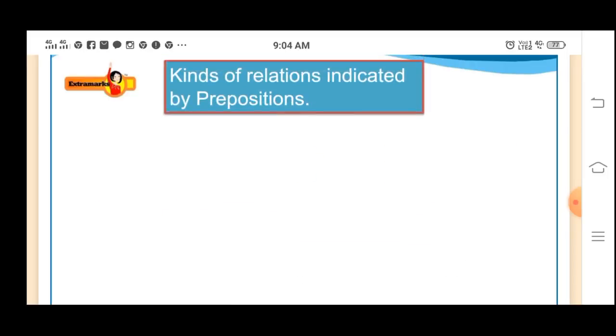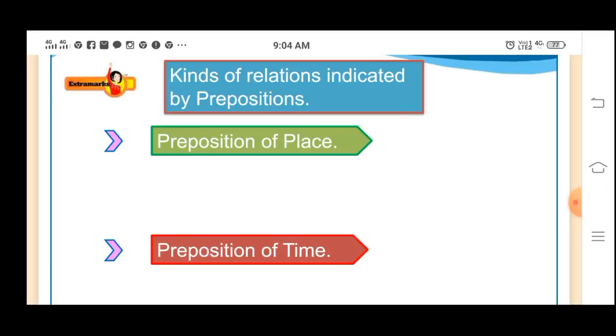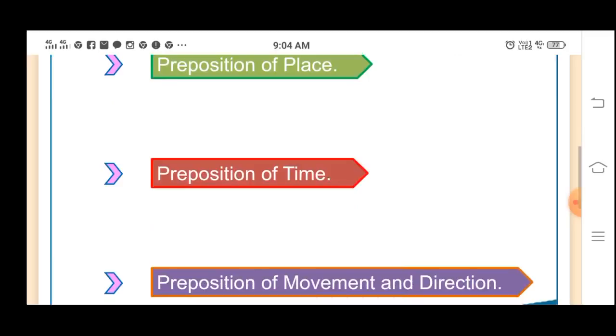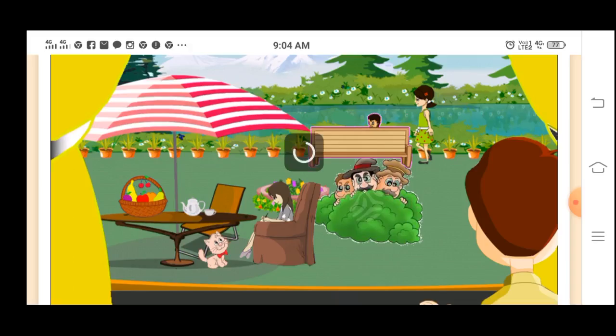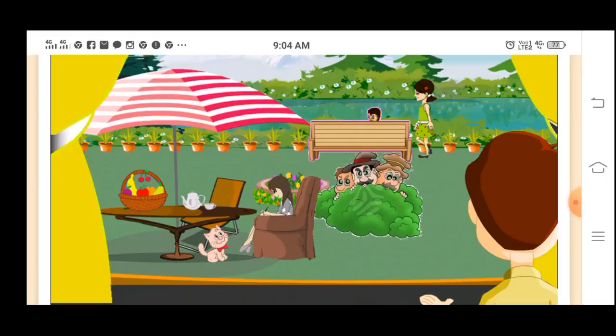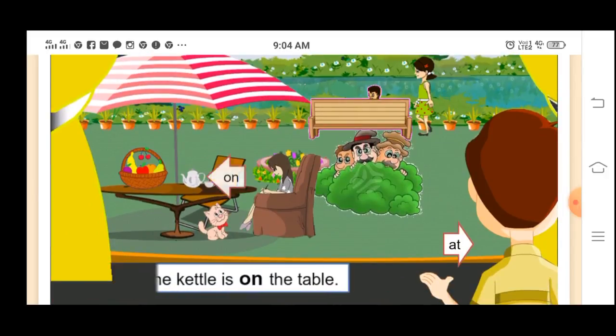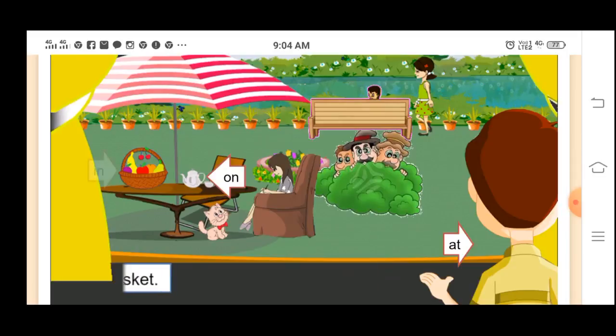The common types of relations indicated by prepositions are preposition of place, preposition of time, and preposition of movement and direction. Preposition of place. There are a number of prepositions that are used to denote place. The following examples would help you to understand the usage in a better manner. At. The boy is looking at the scenery. On. The kettle is on the table. In. The fruits are in the basket. Under. The cat is under the table.